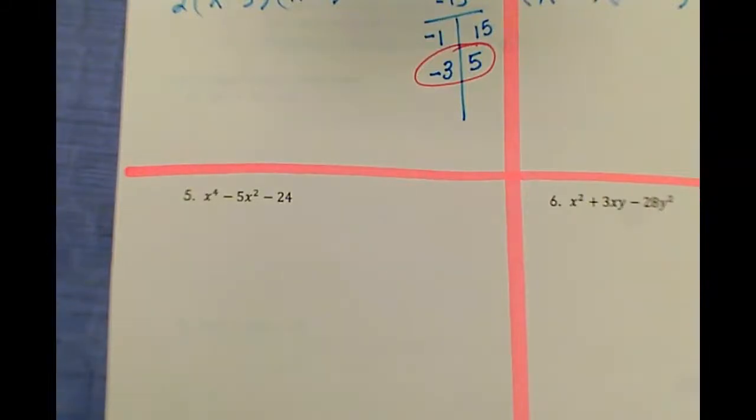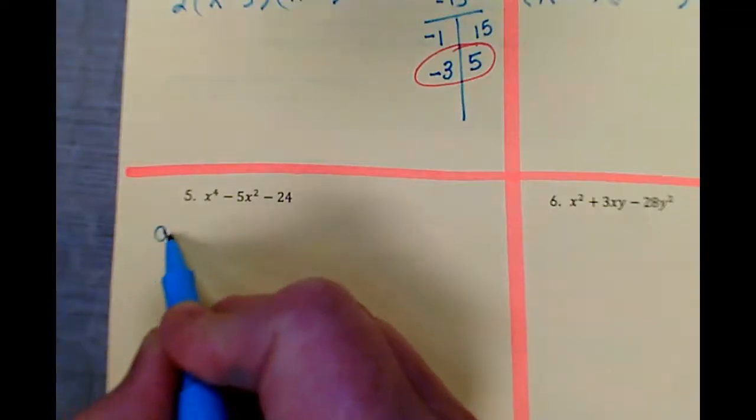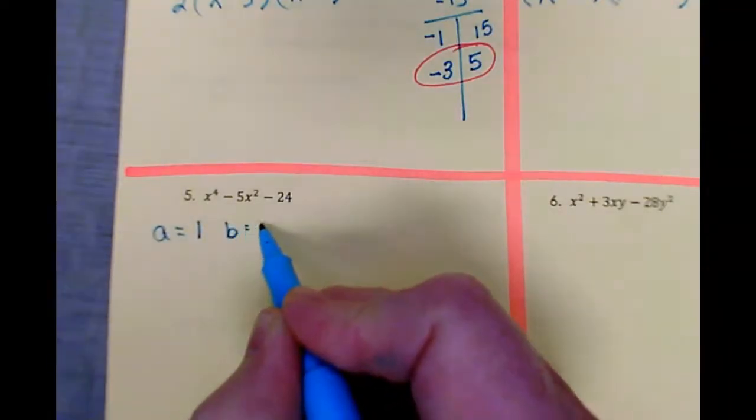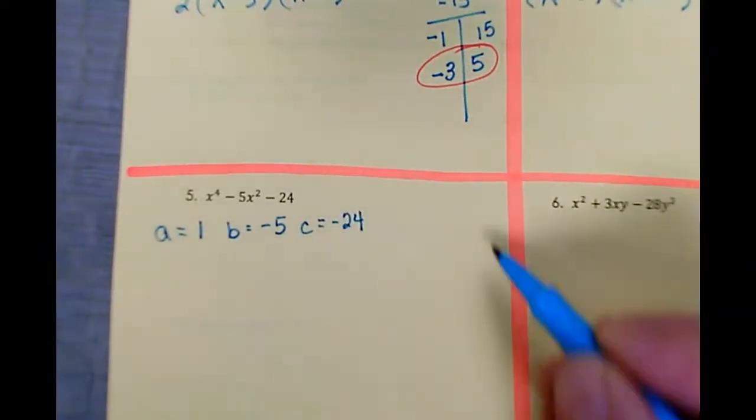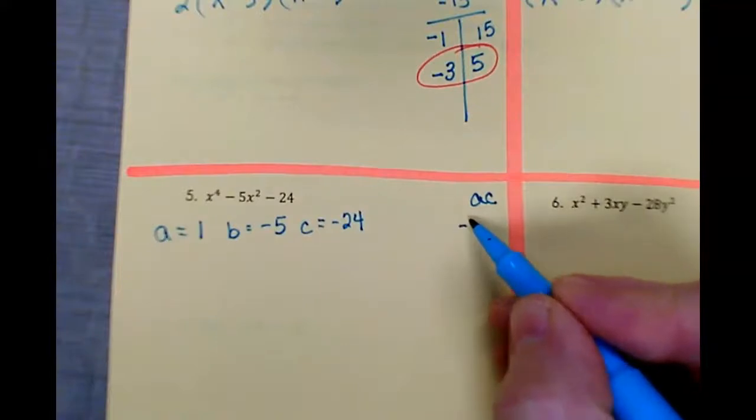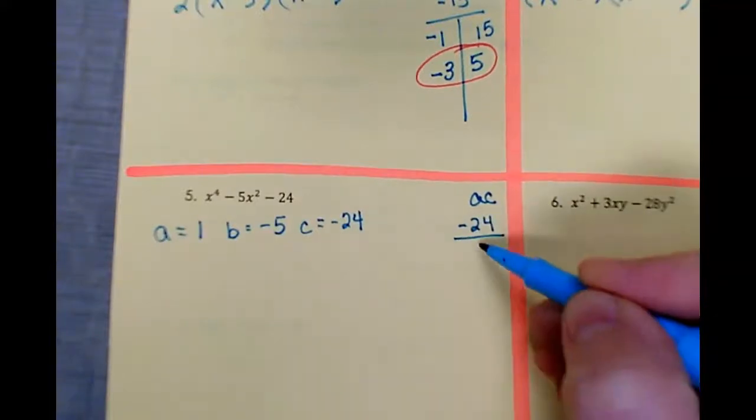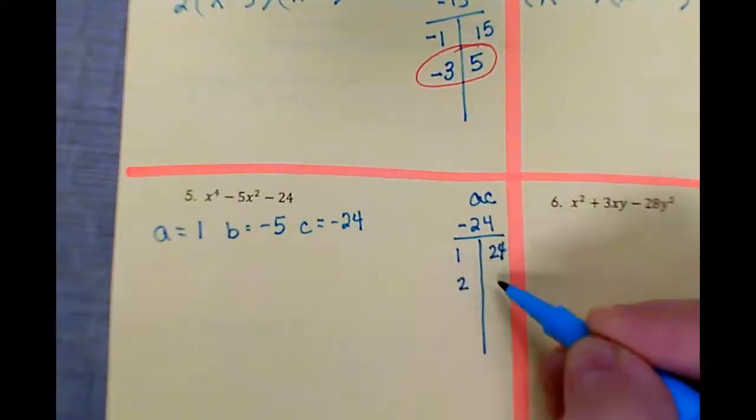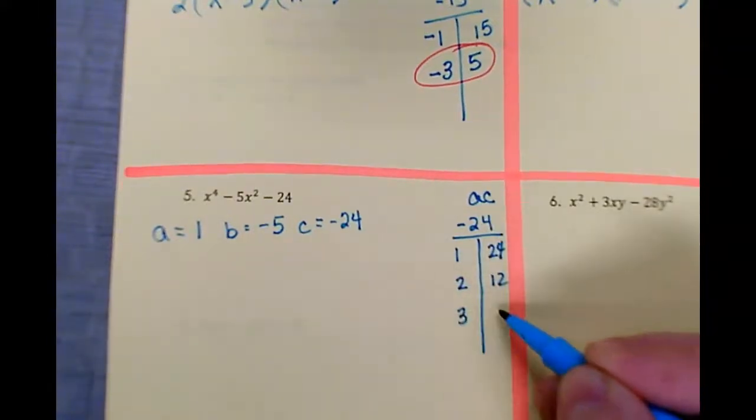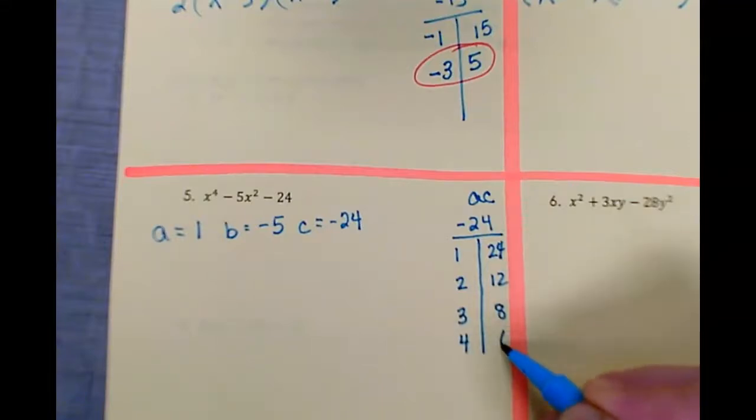Now, this one does not start out with an x squared. It's x to the 4th power, but it still has the same form, and so we still can use the same process. The A is going to be equal to 1, the B is going to be equal to negative 5, and the C is going to be equal to negative 24. When you multiply A times C, you get negative 24. So 1 times 24, 2 times 12, 3 times 8, 4 times 6.